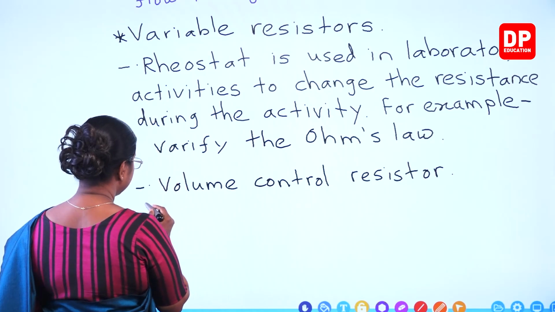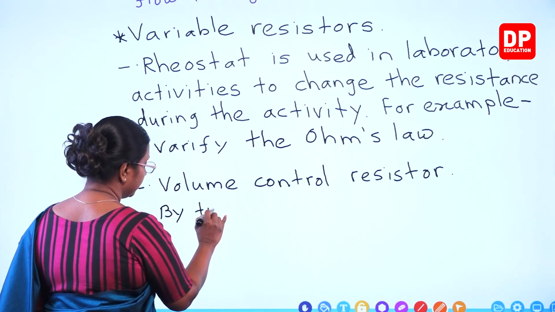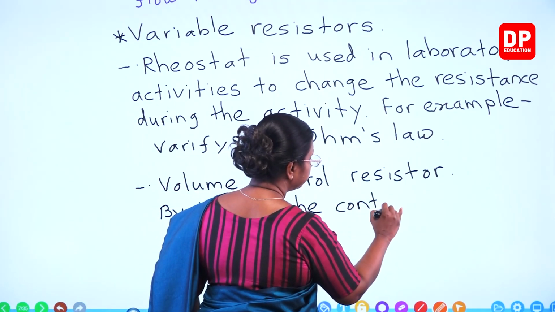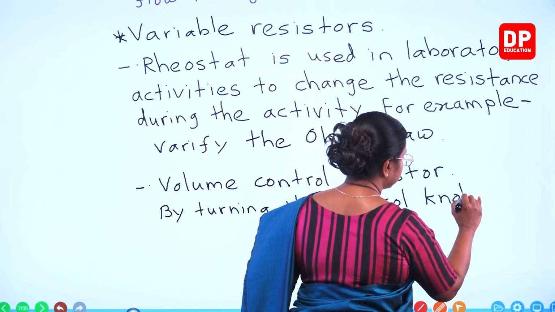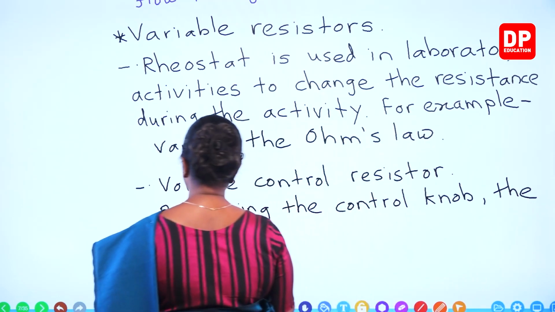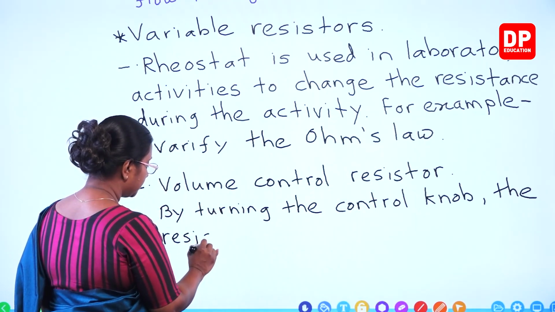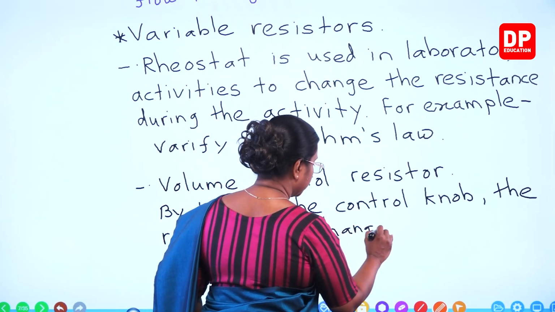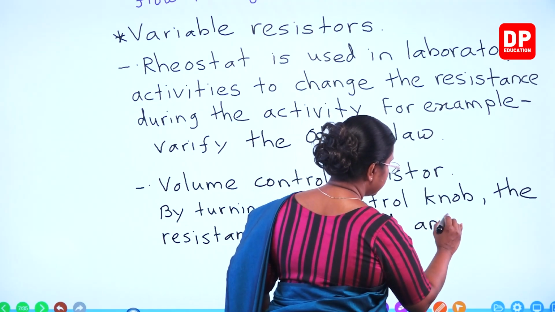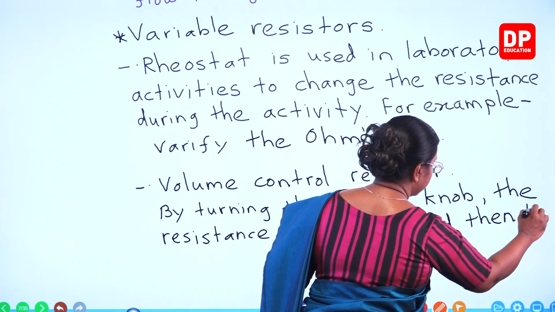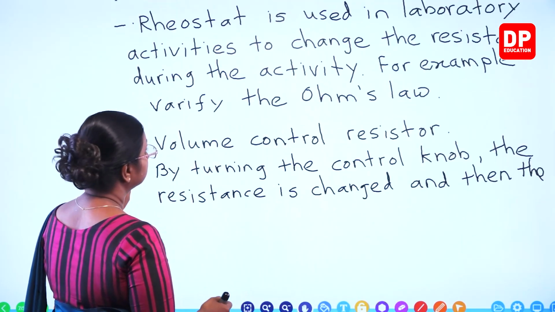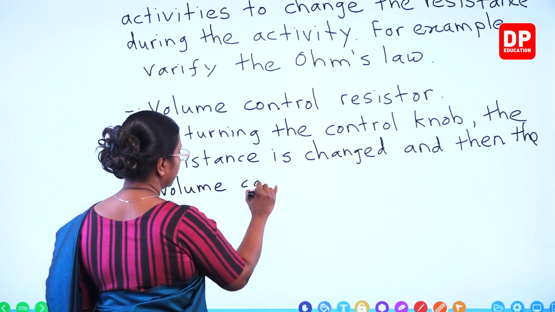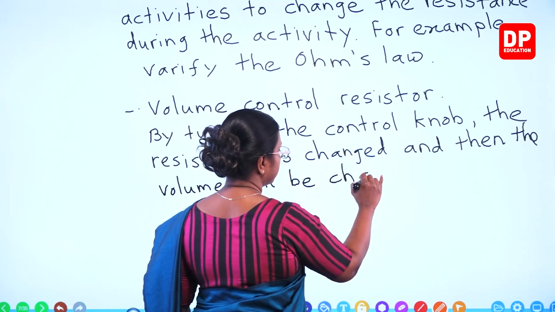So volume control resistors, by turning the control knob, the resistance is changed, and then the volume can be changed.